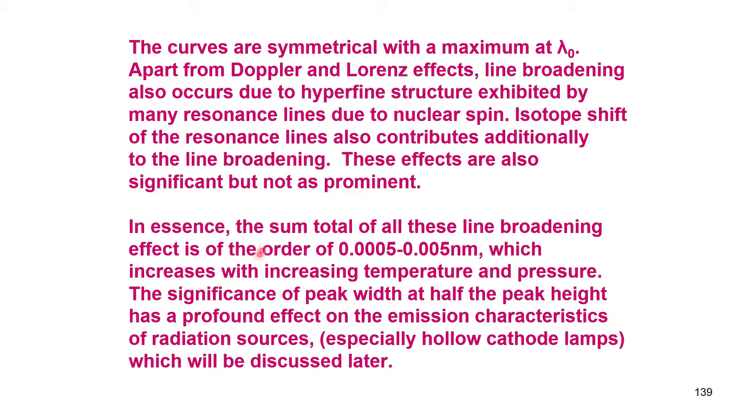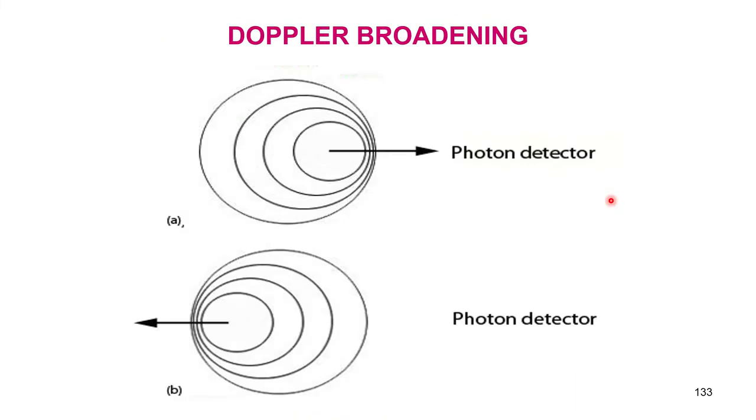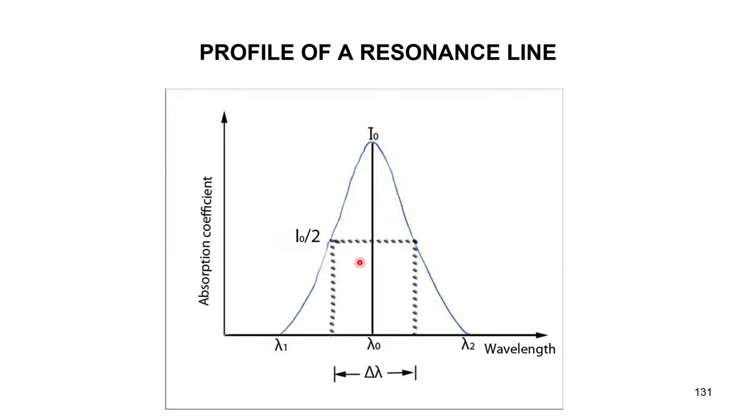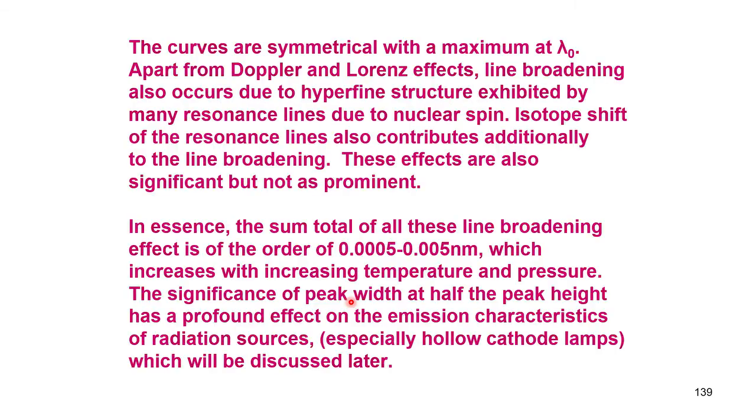So, in essence, putting together all these effects, what is the actual situation in the field? So, we go back to this figure. This figure, if you want to choose a spectral line from a given electromagnetic radiation, the half width due to all these pressure broadening, Lorentz and Holtzmark and Voigt profile, nuclear spin and isotope spin, etc., is of the order of 0.0005 to 0.005 nanometers. That means this increases with increasing temperature and pressure.